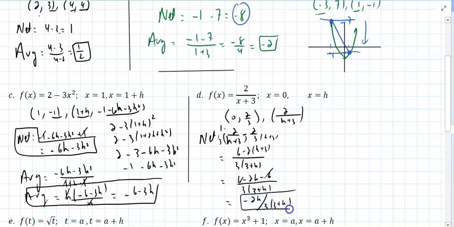Again, this is not all a waste of time, because when I say find the average rate of change, you will say, well, that is y2 minus y1. I already found it.